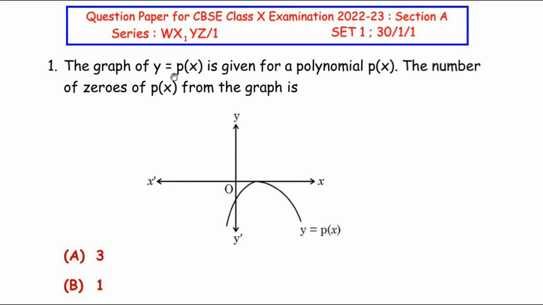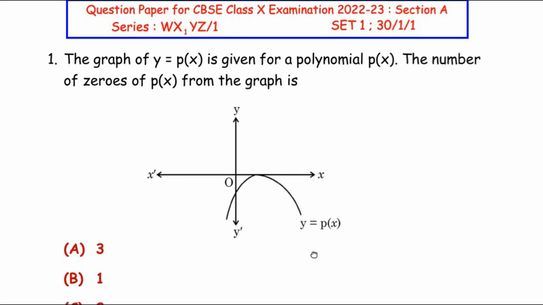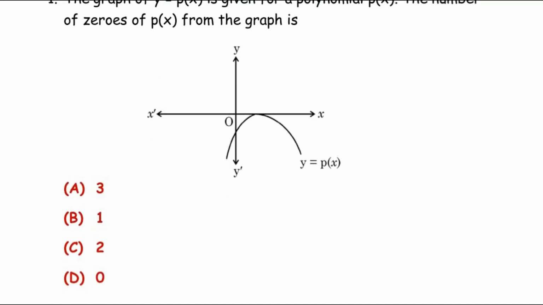The graph of y equal to p of x is given for a polynomial p of x. The number of zeros of p of x from the graph is. Now we have to know that the number of zeros means the number of times the curve touches or crosses the x-axis. Now here we can clearly see that the curve touches the x-axis just once. So the number of zeros of p of x is going to be 1. So the option is B.